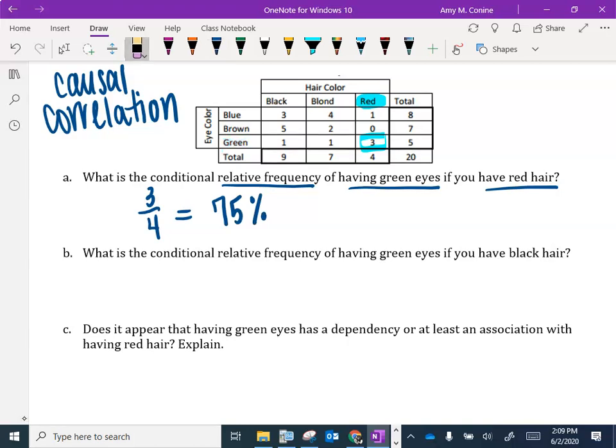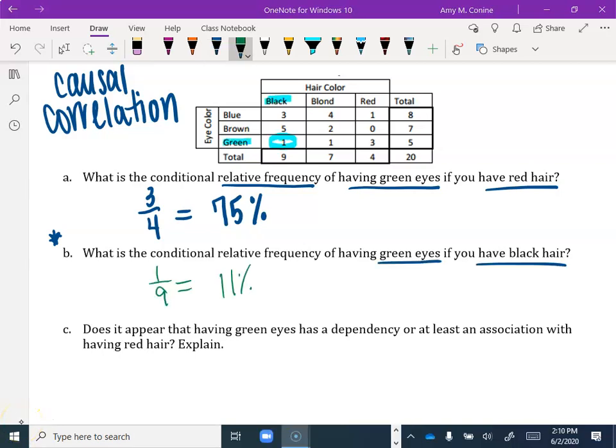So for part B, I want you to try that one on your own. What is the conditional relative frequency of having green eyes if you have black hair? All right, so for part B, I got 11%. You would just look for black hair where it intersects with green eyes. They have black hair, so then look at how many students have the green eyes. So you should get 11%.